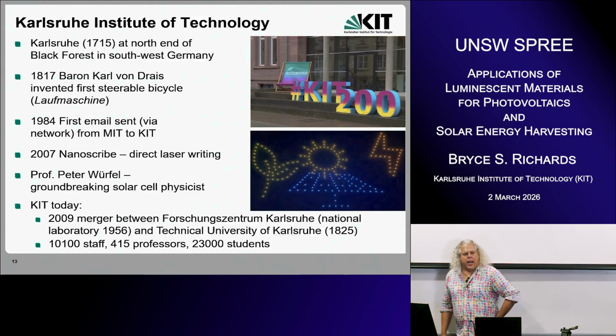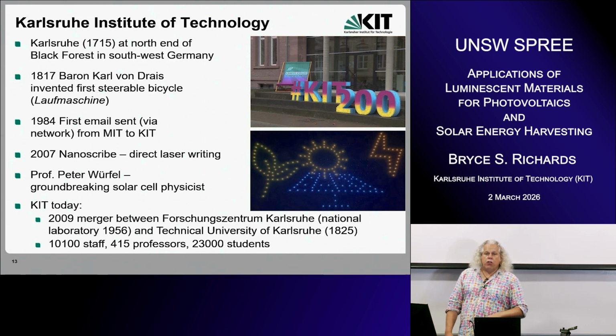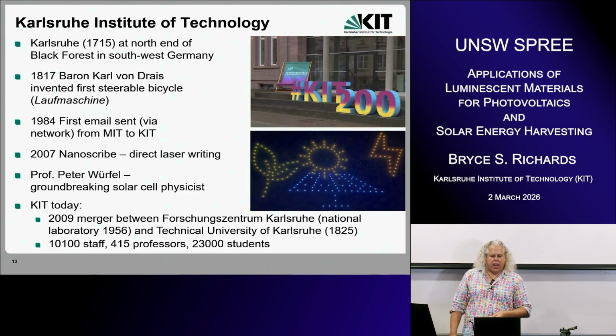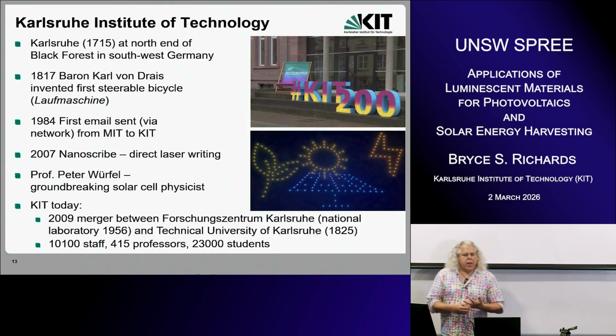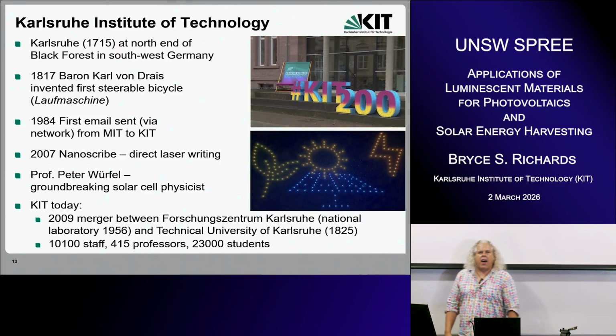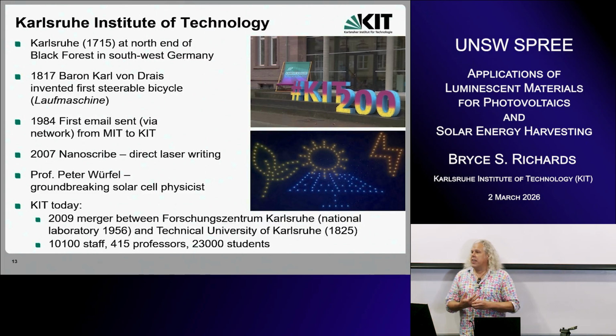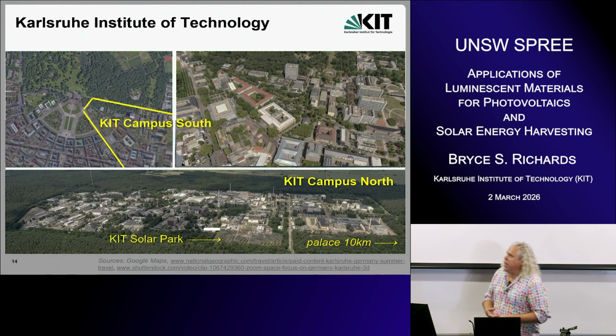And then where are we today? What is KIT today? Well, we're kind of unique in Germany because we are a merger between a national lab, which used to do nuclear research only, so that's not the case anymore, and the Technical University of Karlsruhe. They brought those things together in 2009. Now, this means we have a lot of staff. We're probably the largest research center in Europe. We have over 10,000 staff. The number of academics isn't huge. It's 415 professors. And you'll also notice the number of students is probably less than half of what's at UNSW. So we're fairly small student-wise.